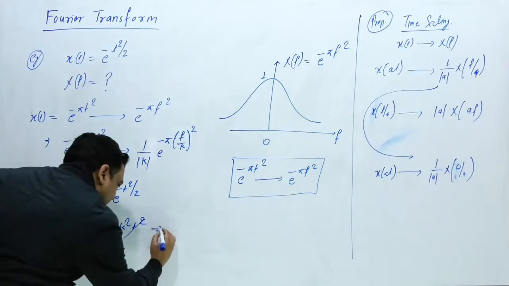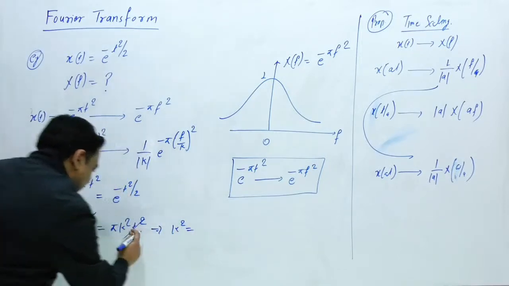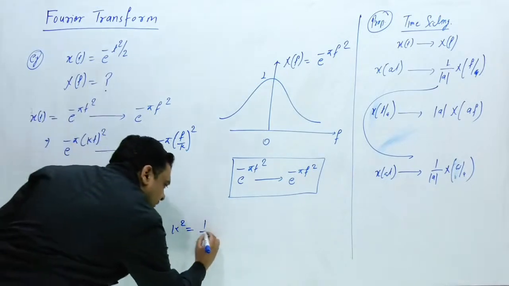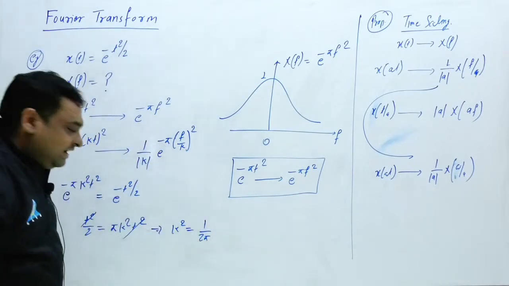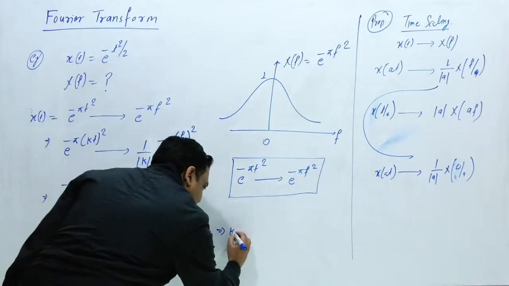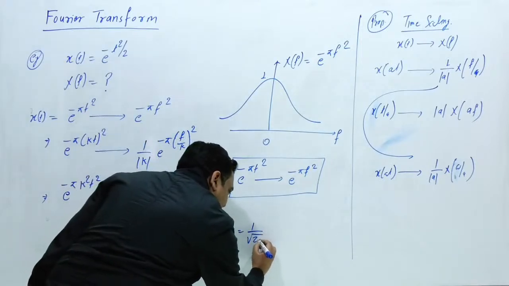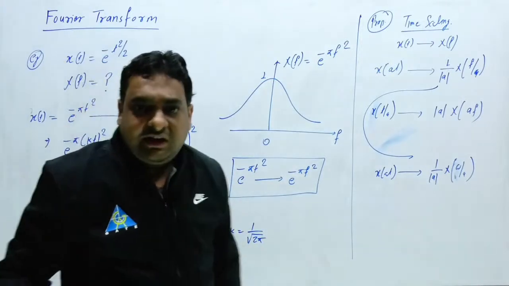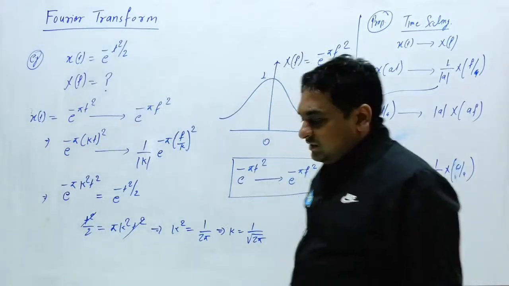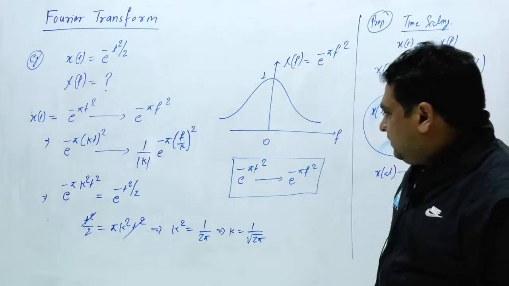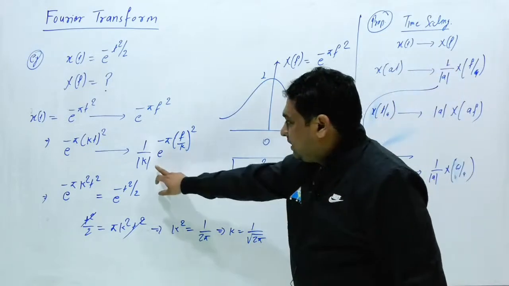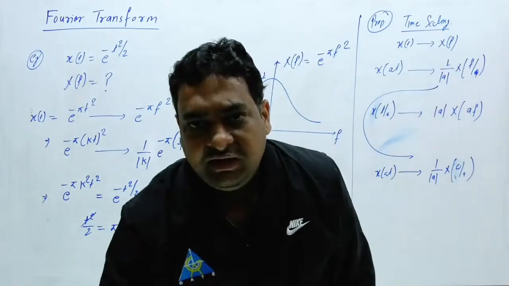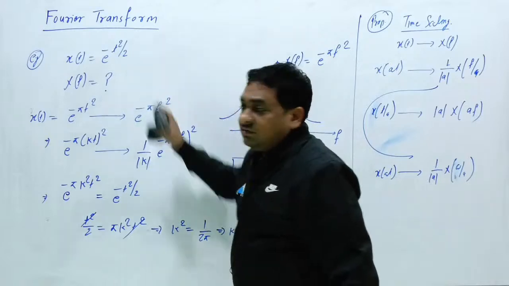What k will you get? Here k square you will get 1 upon 2 pi. So what will be the k here? K you will get 1 upon root over 2 pi. If I make any calculation mistake, please correct me. Clear this thing? Now you have found the value of k. We can put the value of k here, so you will get the answer for this Fourier transform.